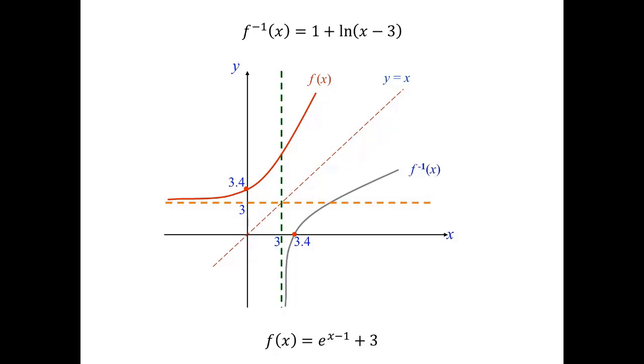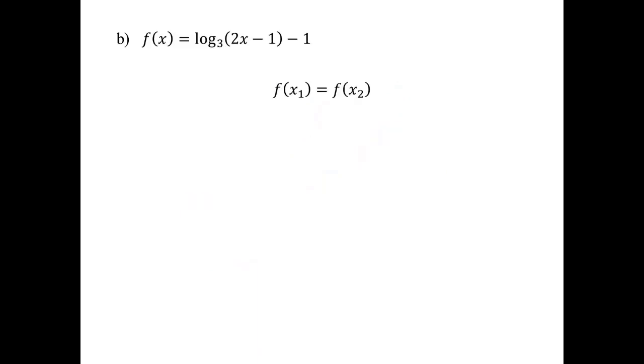f(x) is a reflection of f inverse of x at the line y equals x. For question 2b, we want to determine whether the logarithmic function is a one-to-one function. It is known that a function is a one-to-one function if f(x1) is equal to f(x2). Substitute x1 for x on the left-hand side and x2 for x on the right-hand side.